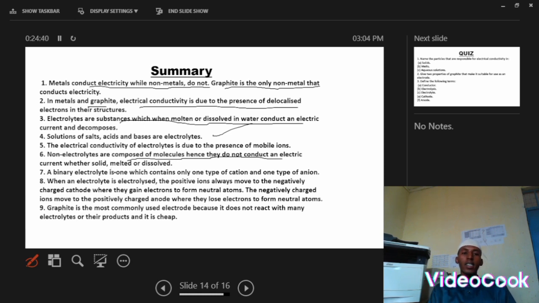Binary electrolytes are those which contain only one type of cation and one type of anion. When an electrolyte is electrolyzed, the positive ions always move to the negatively charged cathode, where they gain electrons to form neutral atoms. The negatively charged ions move to the positively charged anode, where they lose electrons to form neutral atoms.